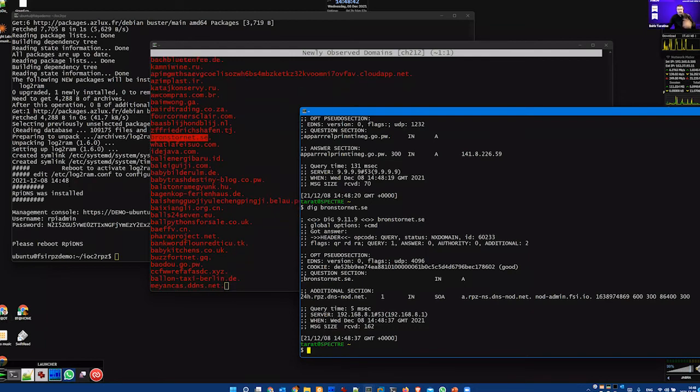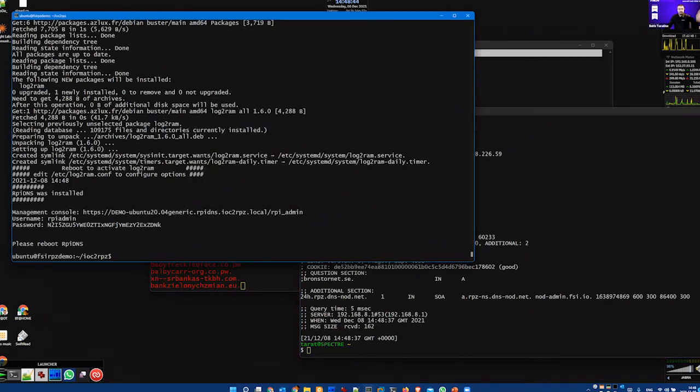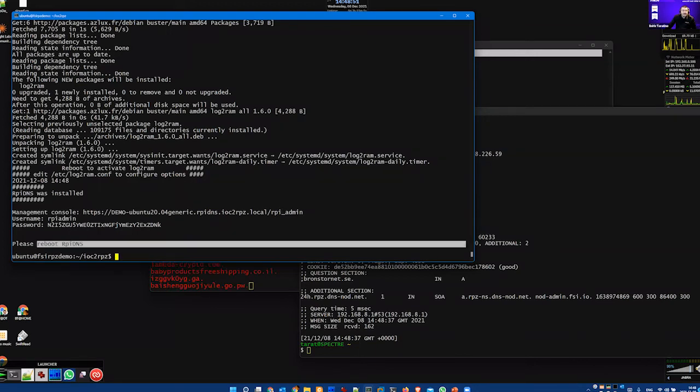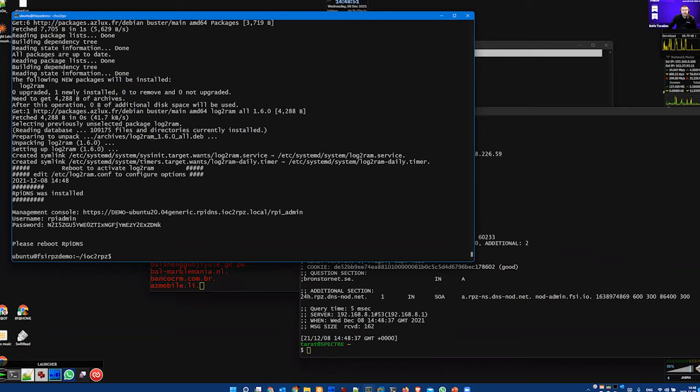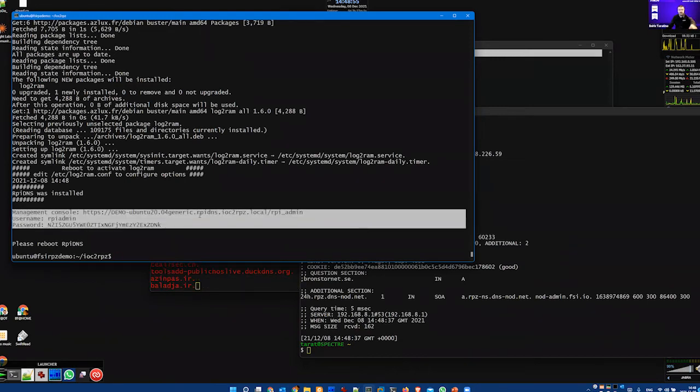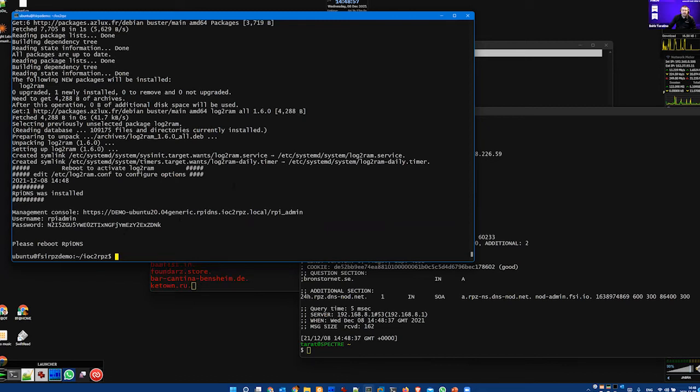Now, our system here on the left side has been created and it says, please reboot. Now, you need to remember this because otherwise you wouldn't be able to get to the web console. Now, I don't want to remember this password. What I would like actually to do is to change this password, okay? So you change it to whatever you like, and I will change it to rpiadmin.